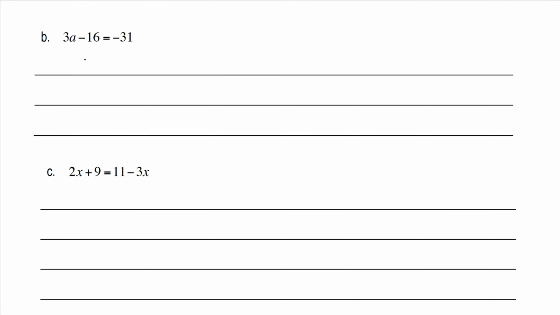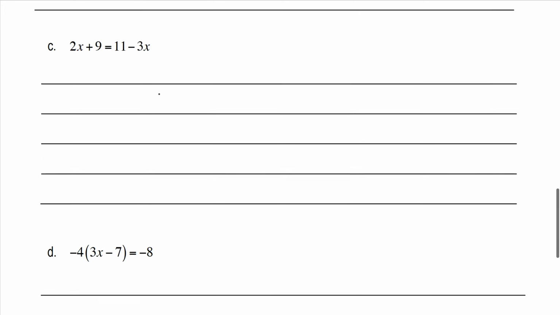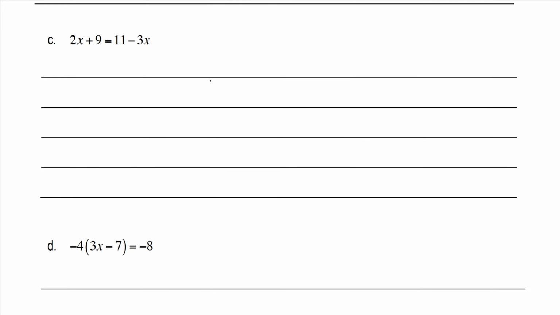Let's do this one. Okay, so what is going to be my first step? Add 16 to both sides. So I'm going to align my equal signs. What do I have left here when I add that 16? It's going to be 3A. What do I have left here? Negative 15. Wonderful. What is the next step? To divide by 3 on both sides. Then what do I have? A is equal to negative 5. And that's my answer. Wonderful.